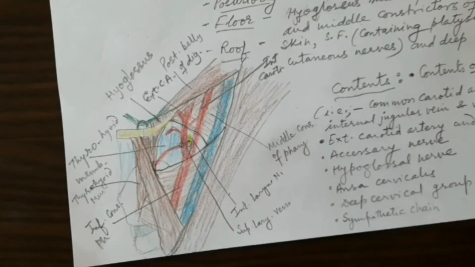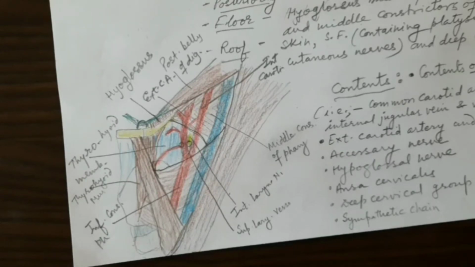So these are the branches which are given in the carotid triangle. The other branch is the posterior auricular, which is not given in the carotid triangle. It will be given at the upper border of the posterior belly of the digastric. So these are the vessels: the internal jugular vein, the common carotid, external carotid and internal carotid, and they are lying on the floor, as you have seen.